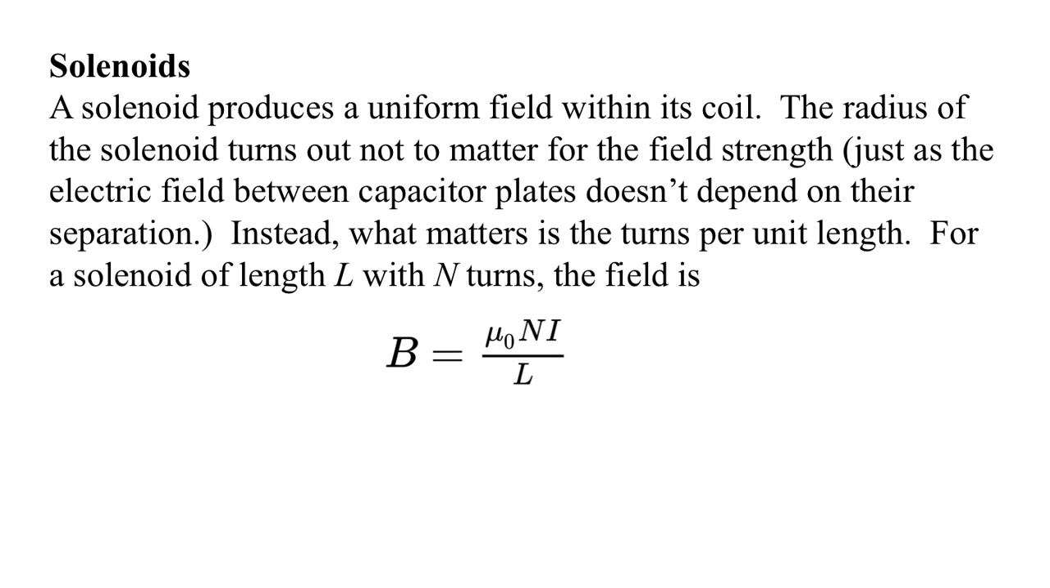For a solenoid of length L with N turns, the field B is mu naught times N times I over L. Often it's actually written as mu naught I, and then we have the turn density N over L. And sometimes people will give you little n, meaning the turn density. That's not entirely standard, but not entirely unstandard.